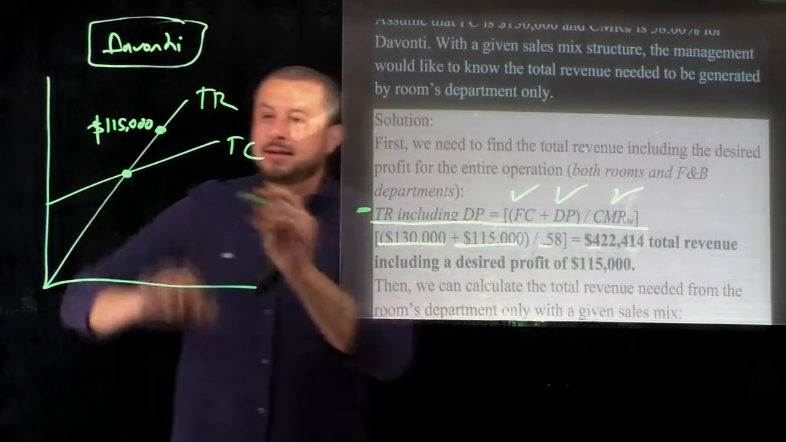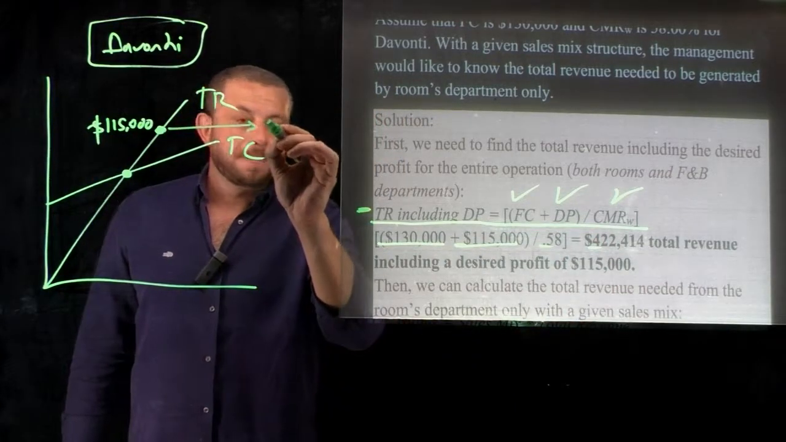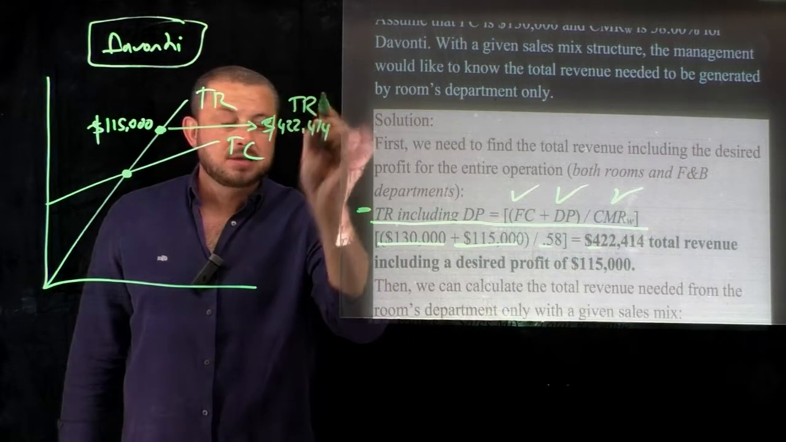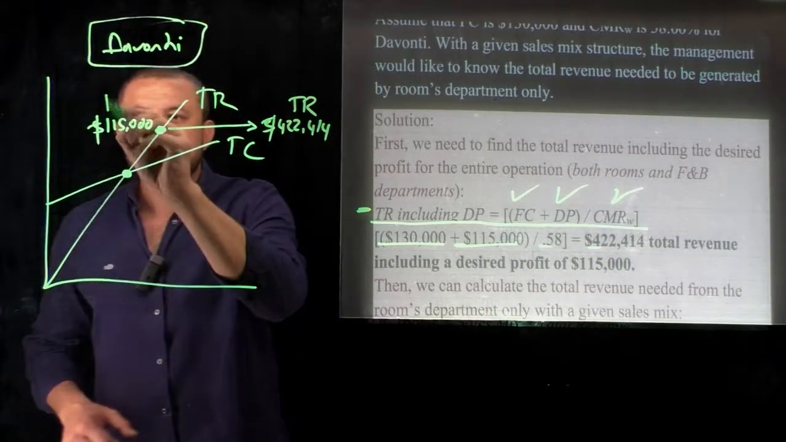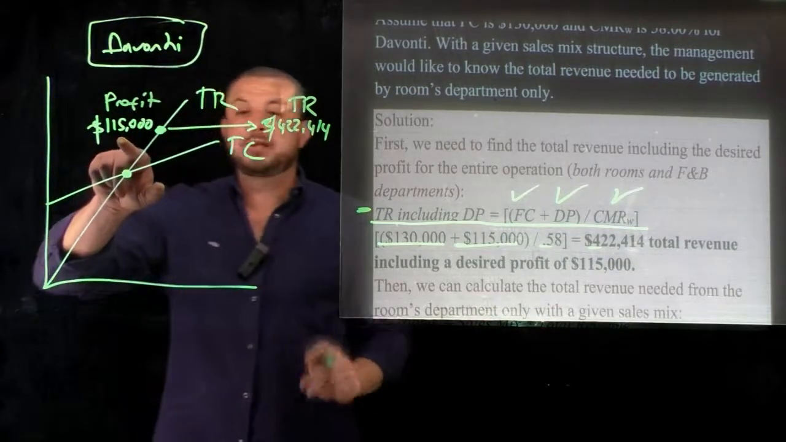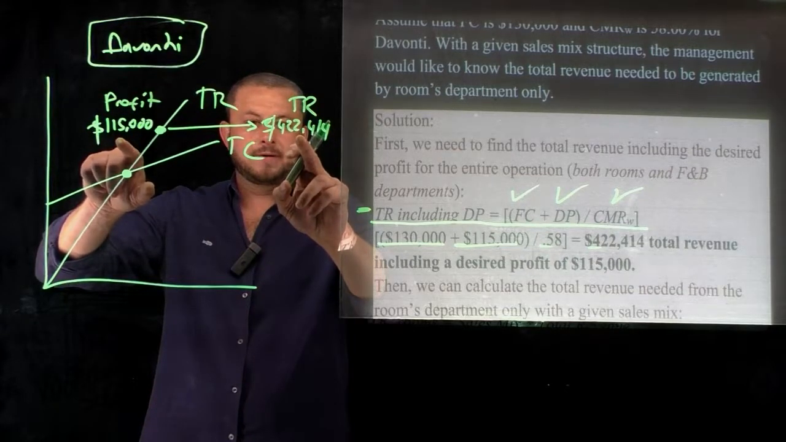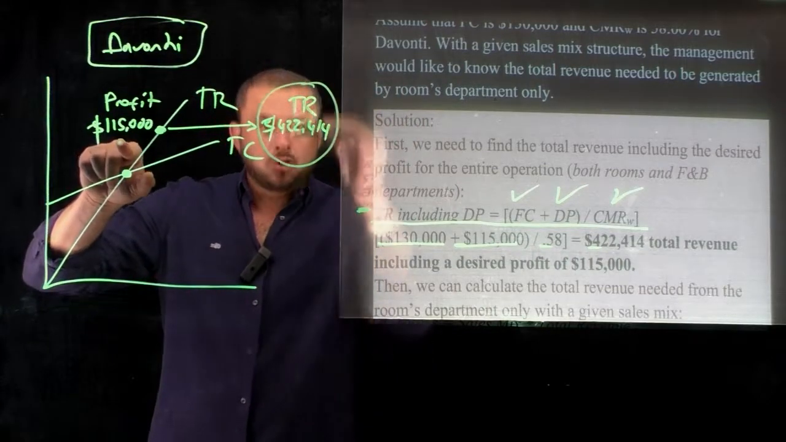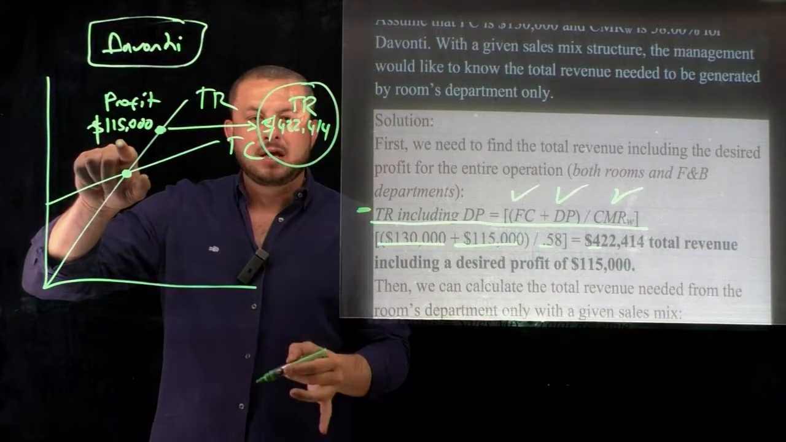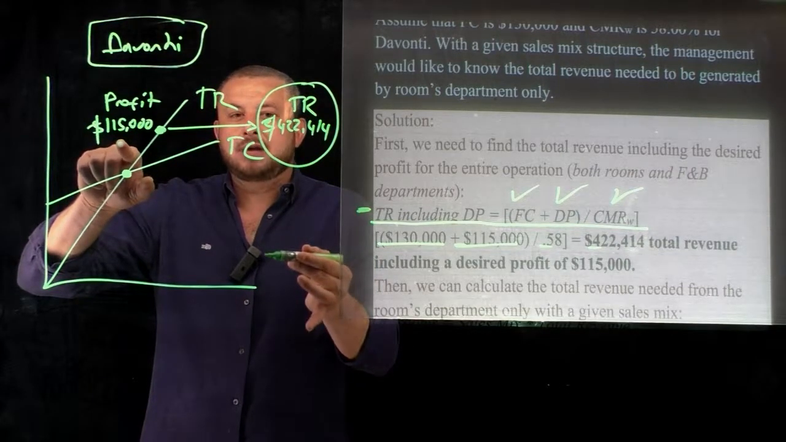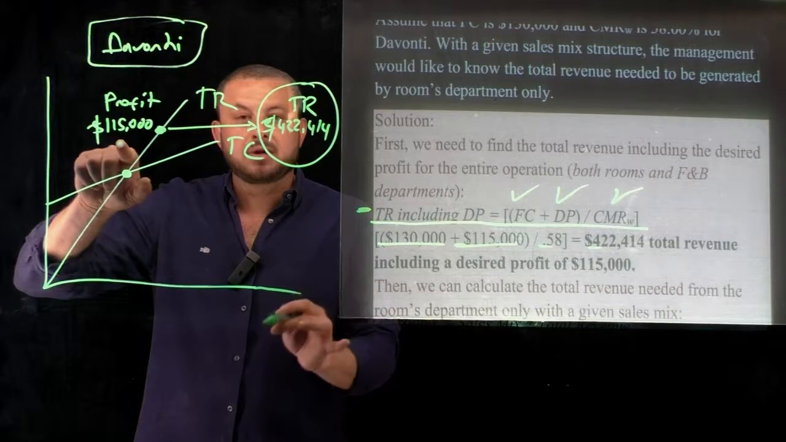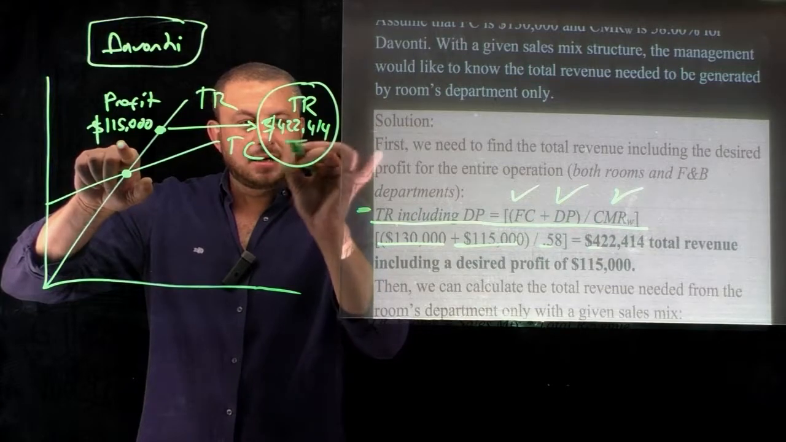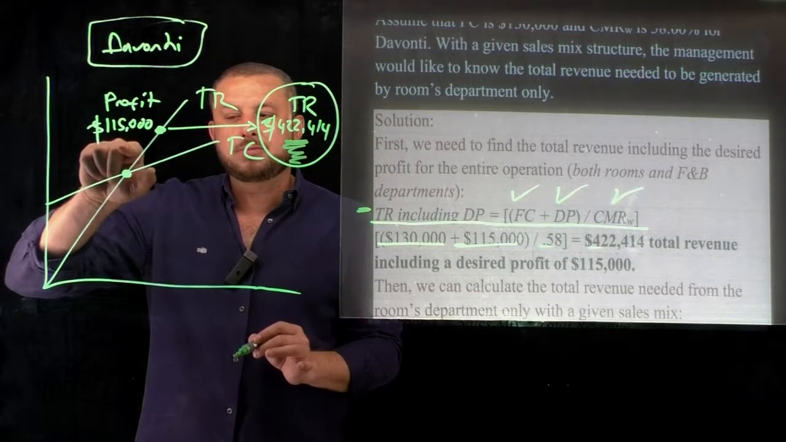Guys, when I do the math, I need, as Davonte, 422,414. This is the revenue level. This is the revenue I have to generate in order for me to generate a profit of $115,000. Correct? Correct. But this is the combined revenue I have to generate, the combination of rooms and F&B departments. So how am I going to break it down to find out the only contribution of the rooms department in the entire structure? Guys, again, this TR is the combined TR by rooms and F&B departments.